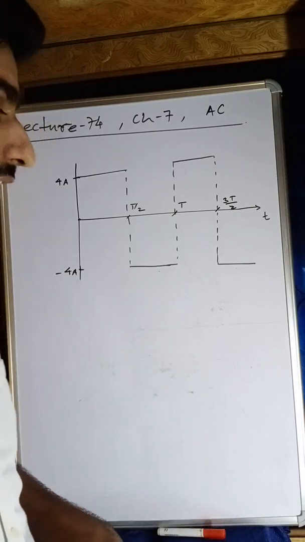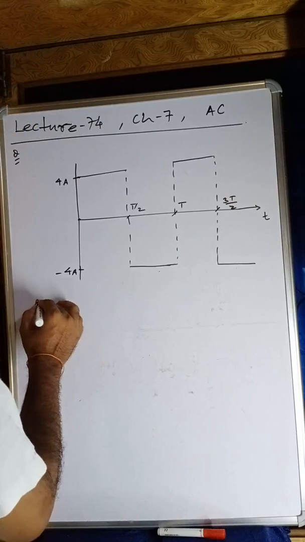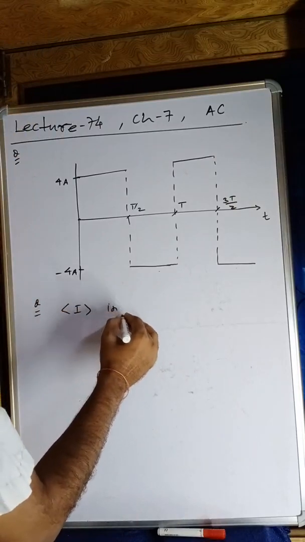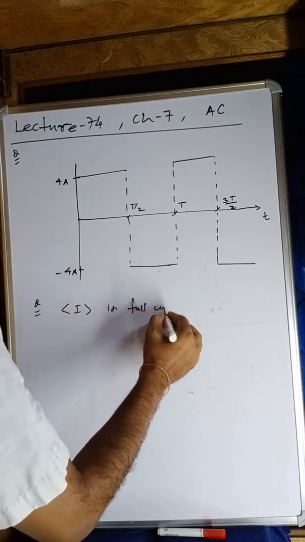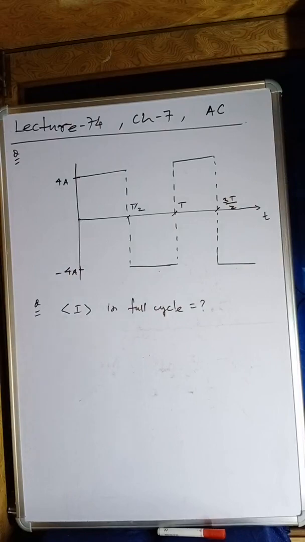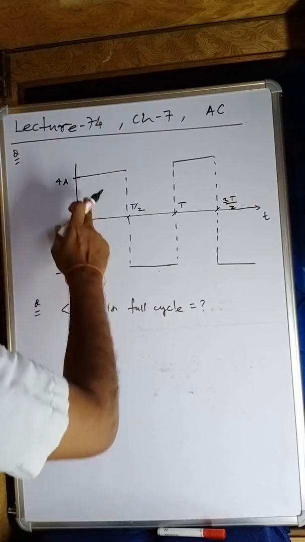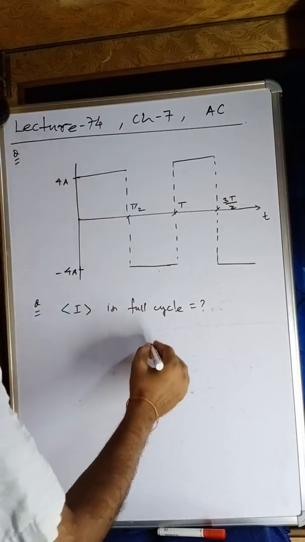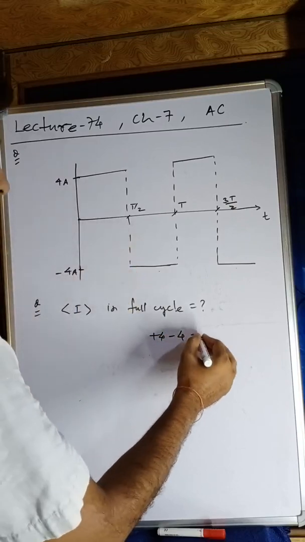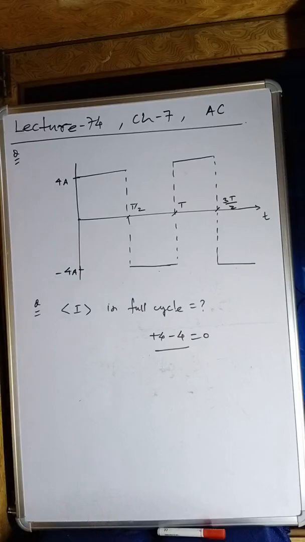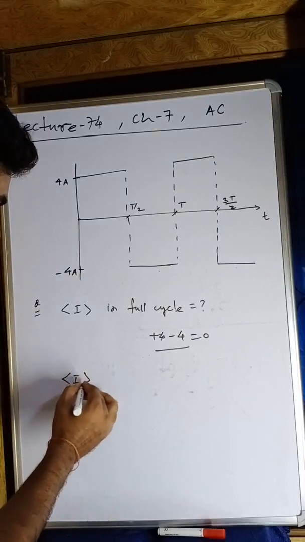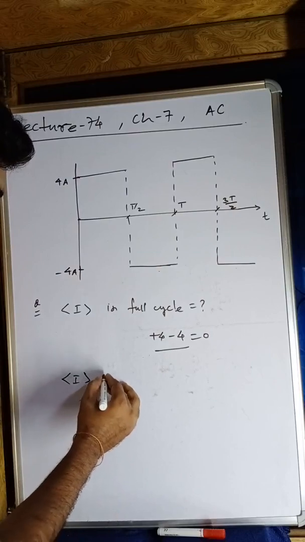Could you tell me the average value of current in full cycle? Now the answer is, look at here, in half cycle it is plus 4 ampere. In the next half cycle it becomes minus 4. So the average will be how much? It is 0. Now could you tell me the average value in half cycle?